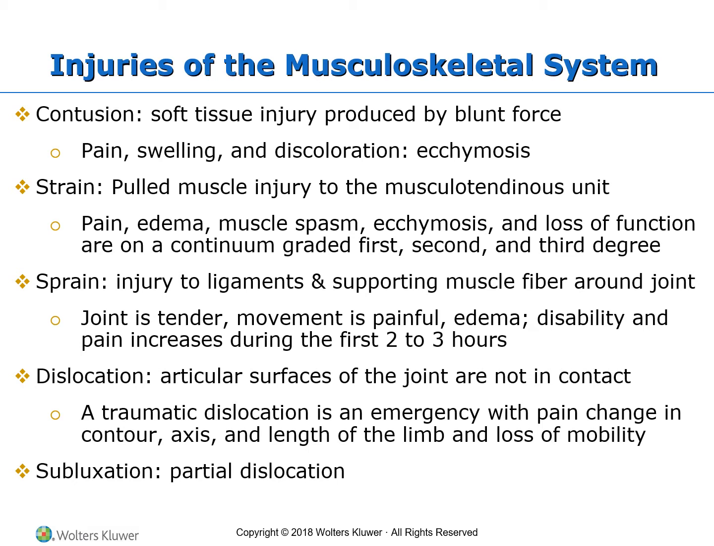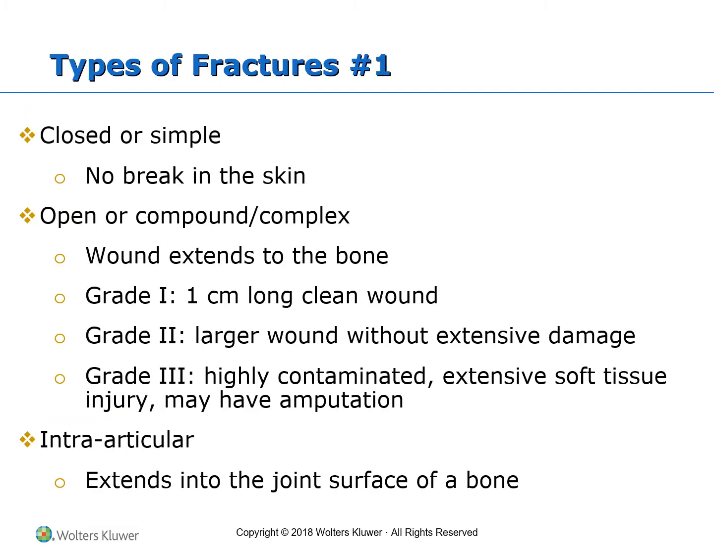Difference between dislocation and subluxation. A dislocation is when the full articular surfaces of the joints are completely not in contact. So it's a full separation in that joint. Subluxation is just a partial dislocation. And then you guys can read the definitions. They're there. You need to know the stuff on the slides, but I'm not going to read it to you.